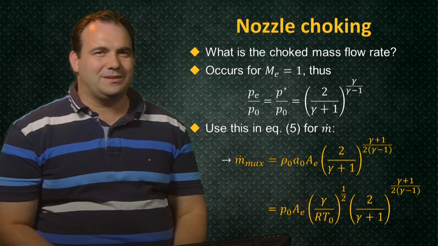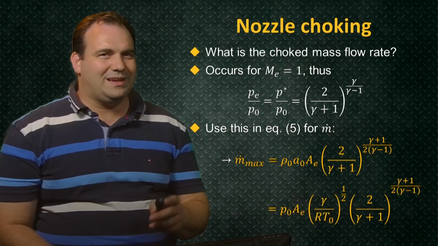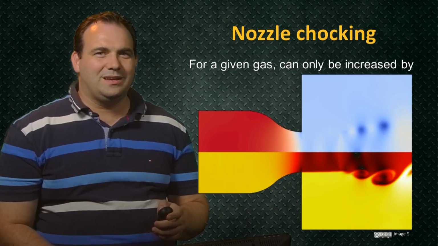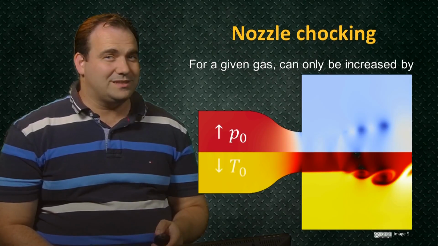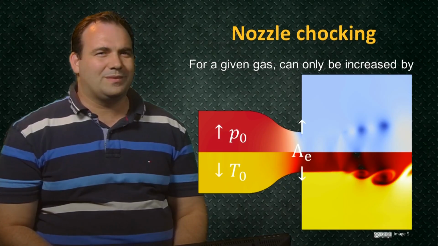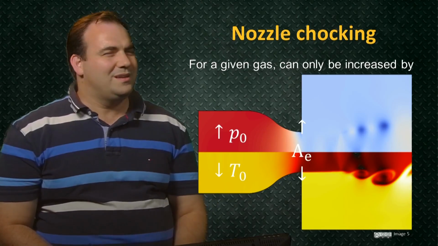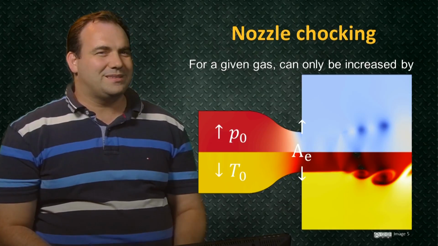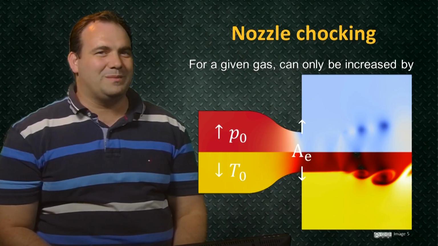From this expression, we see that for a given gas, the choked mass flow rate can only be increased by either increasing the stagnation pressure, decreasing the stagnation temperature, or increasing the throat area. While choking doesn't occur in scramjet exhaust nozzles, the fuel injectors in scramjets are almost always choked. So this is an important phenomenon to understand if you're interested in studying scramjets.